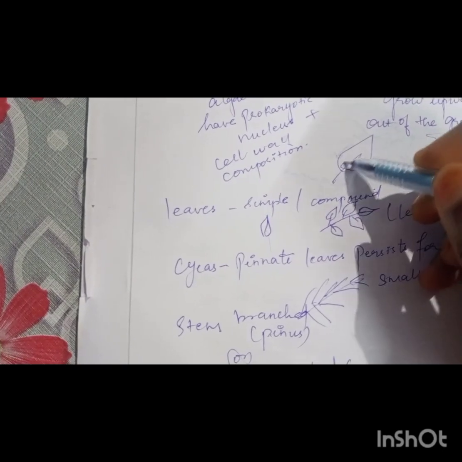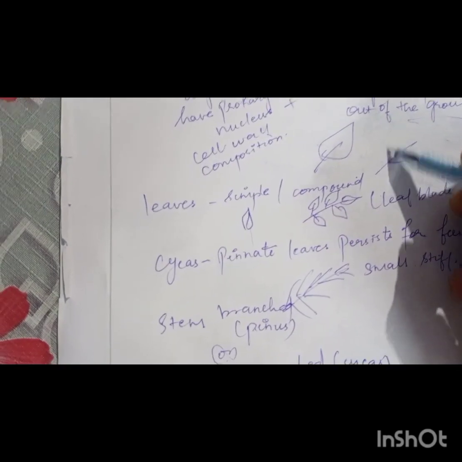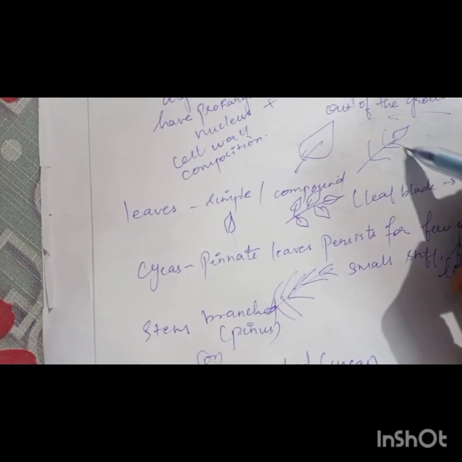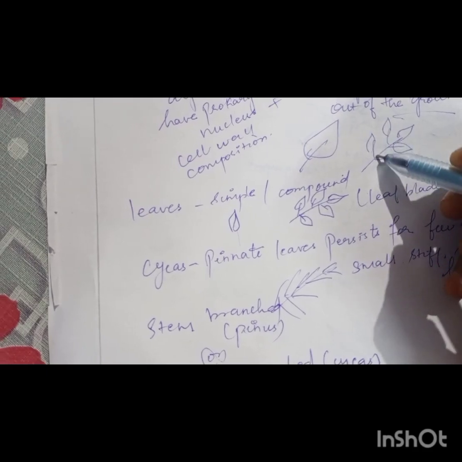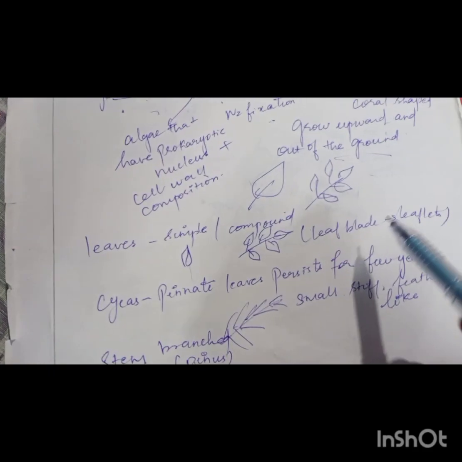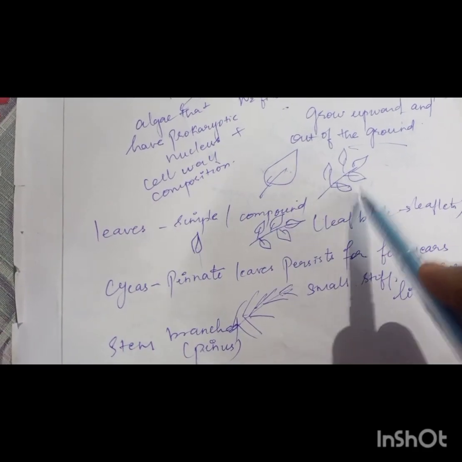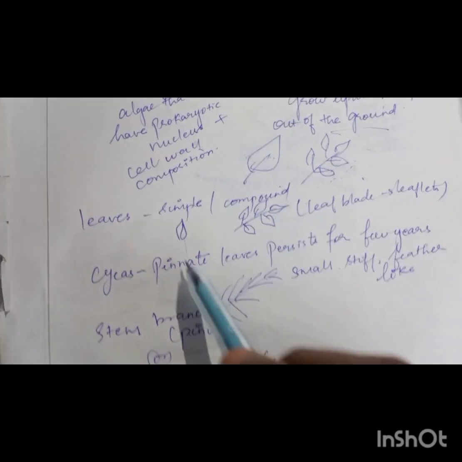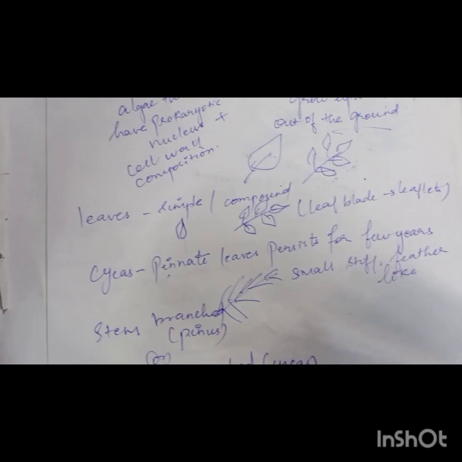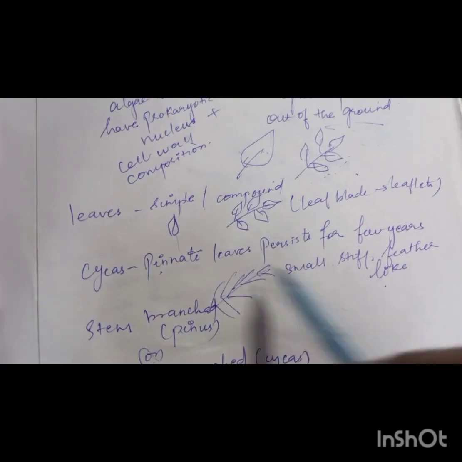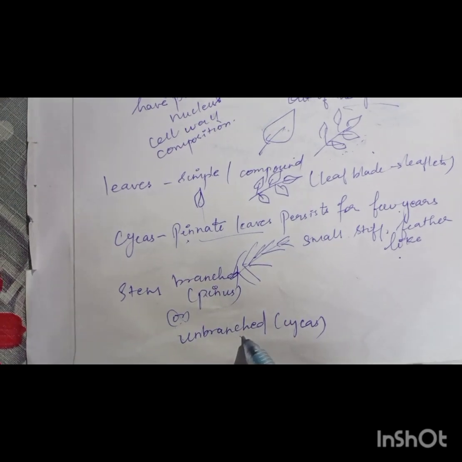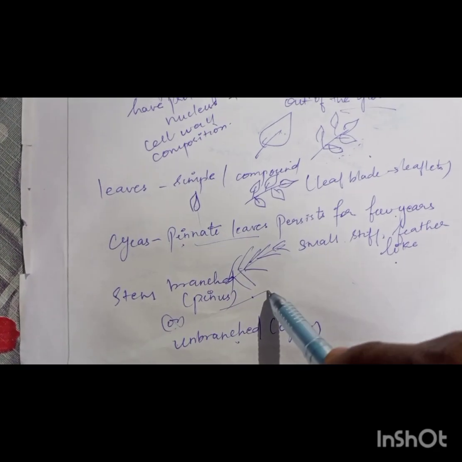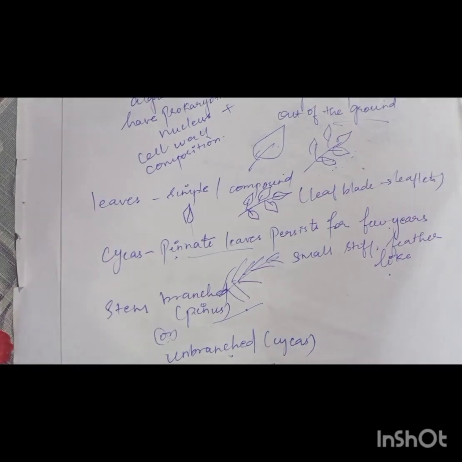So when you take a leaf, the leaf may be either simple like this or compound. Compound, it is divided into leaflets. So a leaf is divided into leaflets. This is compound leaves. This leaf blade is divided into leaflets. So cycas has small stiff feather-like leaves known as pinnate leaves that will persist for few years. And if you take stem, it may be either branched as in pinus or unbranched as in cycas.